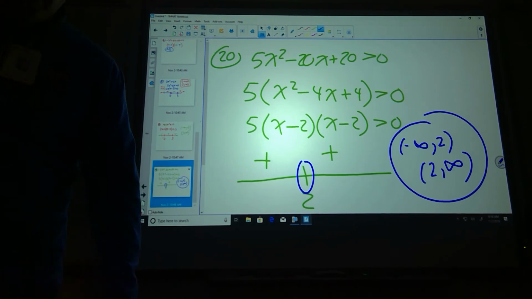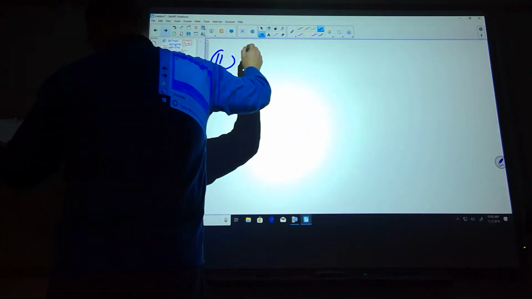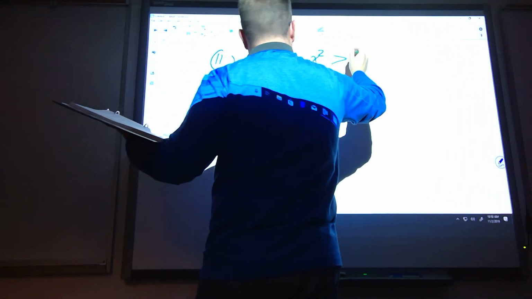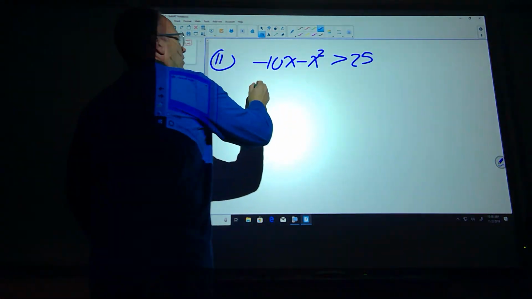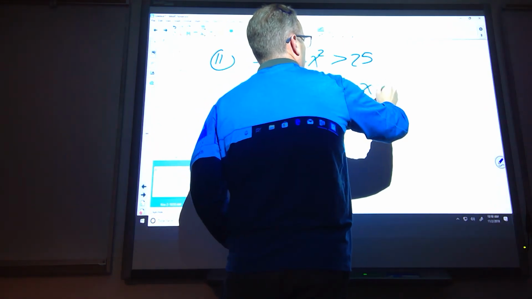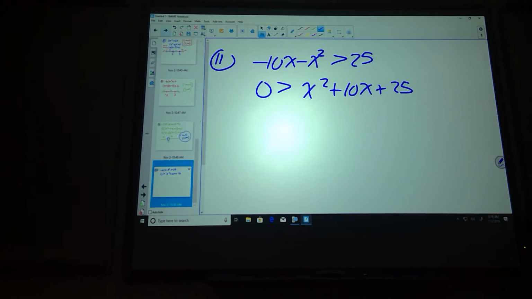Can you do 11? I hope so. Number 11. We have negative 10x minus x squared is greater than 25. So things I could do here is this. What did I do to get there? I just added the stuff on the left to move it to the right side.